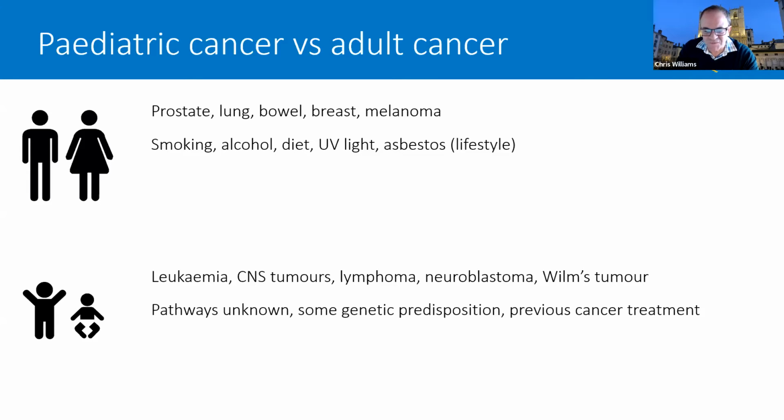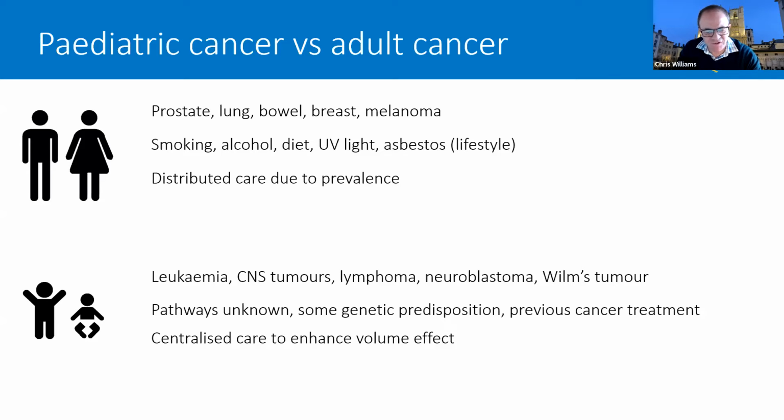We do know that there is some genetic predisposition in families, and we also know that children that have undergone cancer treatment do have a higher risk of developing cancer. The treatment for cancer in adults is very distributed, because of prevalence. It might be GP-led, oncology, regional centres, whereas in the paediatric version, because it's a rare type of disease, the care is very much centralised, and it's centralised to only 2 units in Victoria, because we want to enhance what's known as the volume effect: if you're doing something very rarely, you want a small group of people that do it all the time.